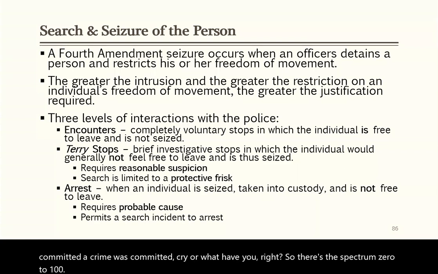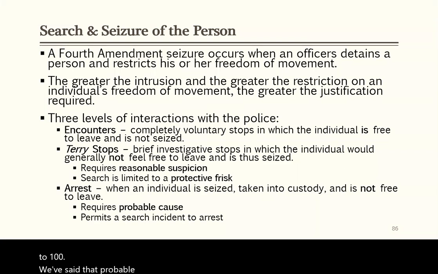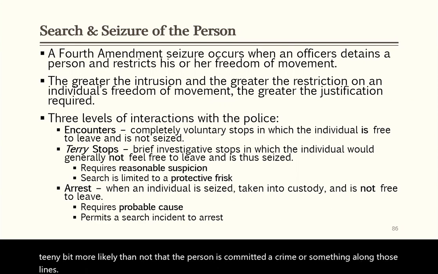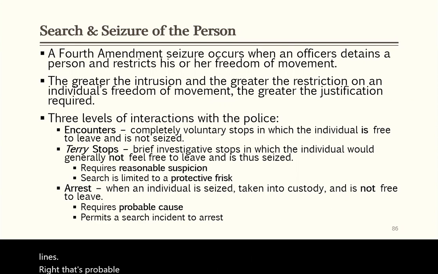We've said that probable cause is 50.01% or 51% or 50% plus a feather, right? So just a teeny bit more likely than not that the person's committed a crime or something along those lines, right? That's probable cause. And that's to make an arrest. That's a fairly low bar.